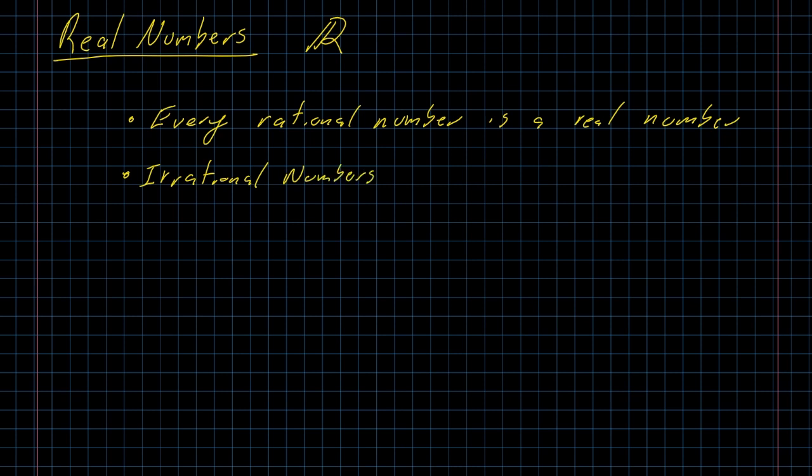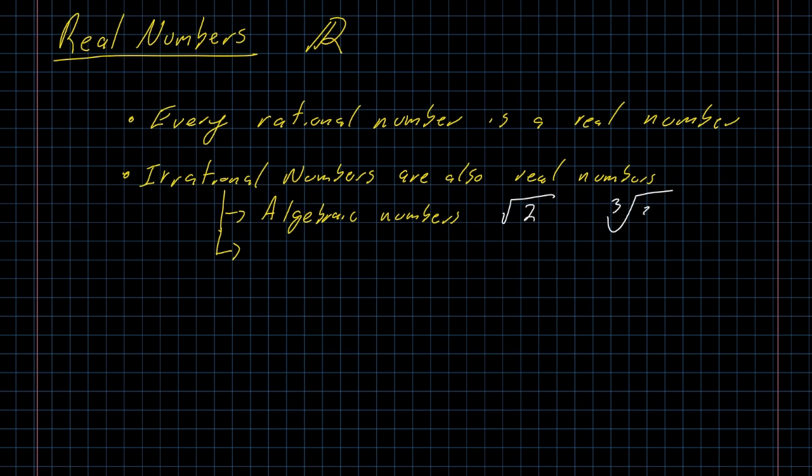There are also what are known as irrational numbers, and there are two types of irrational numbers. All right, so irrational numbers are also real numbers. This includes algebraic numbers. Algebraic numbers are things that we can define pretty nicely, but just don't have nice calculations. So things like the square root of 2 or the cube root of 35 are irrational numbers that fall under the umbrella of algebraic numbers.